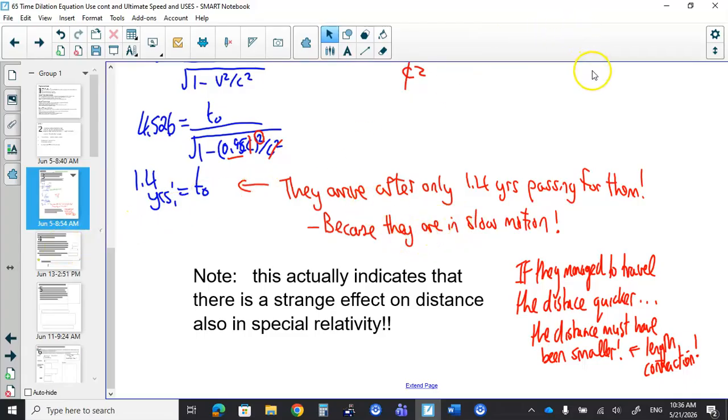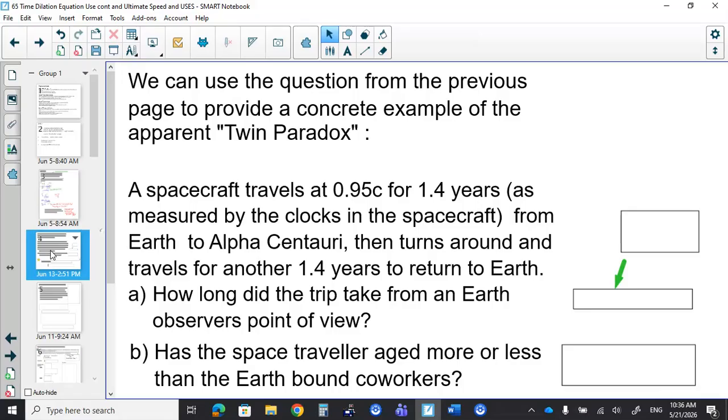Think of the muons that hit the atmosphere. They're created in the atmosphere and travel down towards the Earth. They manage to get to the Earth before they decay because they see that distance as smaller, right? In order to justify how that's possible.